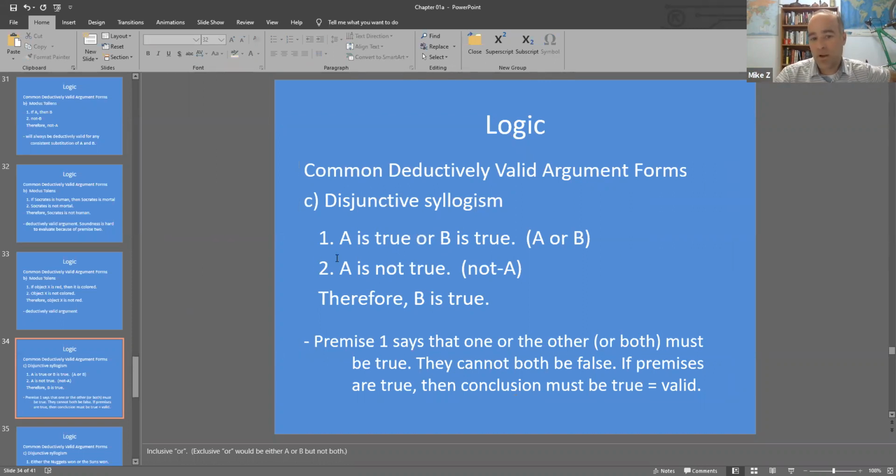And of course, I just picked A for the second premise here, that A is not true. It would work just as well if the second premise said that B is not true, and then we would conclude that A must be true, because the first premise tells us that at least one of them has to be true. And so if one of them turns out to be false, then the other one has to be true.